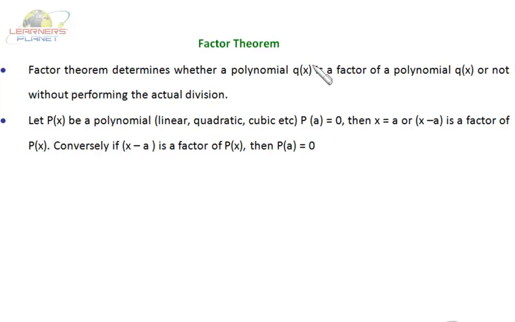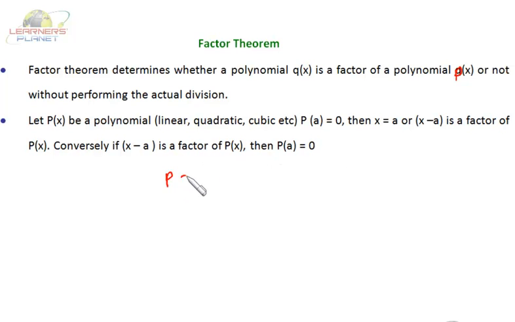Now let's see what the factor theorem is. The factor theorem determines whether a polynomial q(x) is a factor of polynomial p(x) or not, without performing the actual division. Let p(x) be a polynomial, maybe linear, quadratic, cubic, or of nth degree, and p(a) is equal to 0. That means x is equal to a, or x minus a is a factor of p(x). Conversely, if x minus a is a factor of p(x), then p(a) is equal to 0.